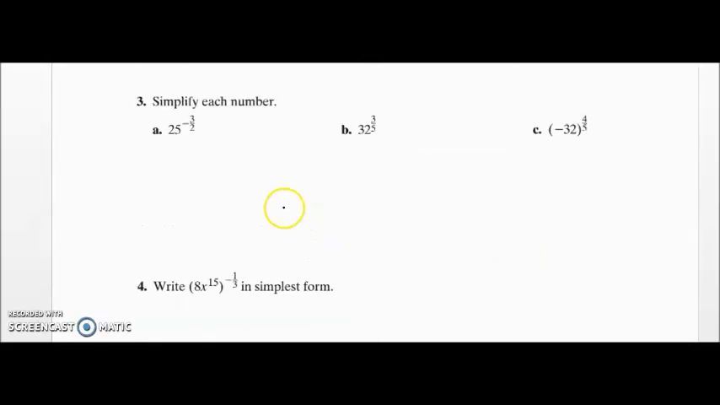All right, so try these quick checks on your own. It should follow along with what we just did in the examples.